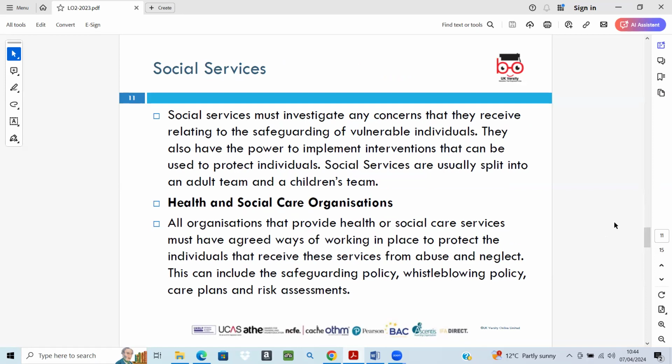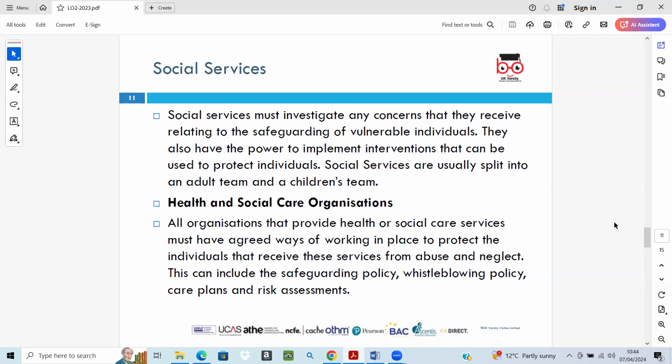Social services play a critical role in safeguarding vulnerable individuals. Their responsibilities include investigating concerns related to the safeguarding of vulnerable individuals. This involves looking into reports of abuse or neglect to determine if there is a risk to individual safety and well-being. Then implementing interventions to protect individuals from harm. This can include arranging for temporary shelter, coordinating with law enforcement, or providing support services.